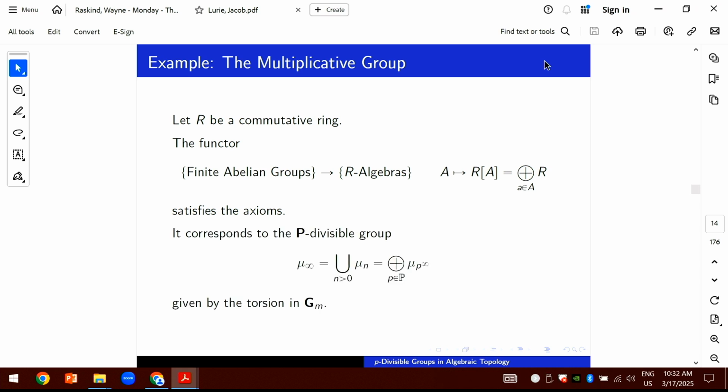It gives you an example of a p-divisible group. And this p-divisible group is a familiar one. I'm going to denote it by mu infinity. That's what you get when you take the torsion points, not on an elliptic curve, but on the multiplicative group. It's the union over all n of the scheme of nth roots of unity.